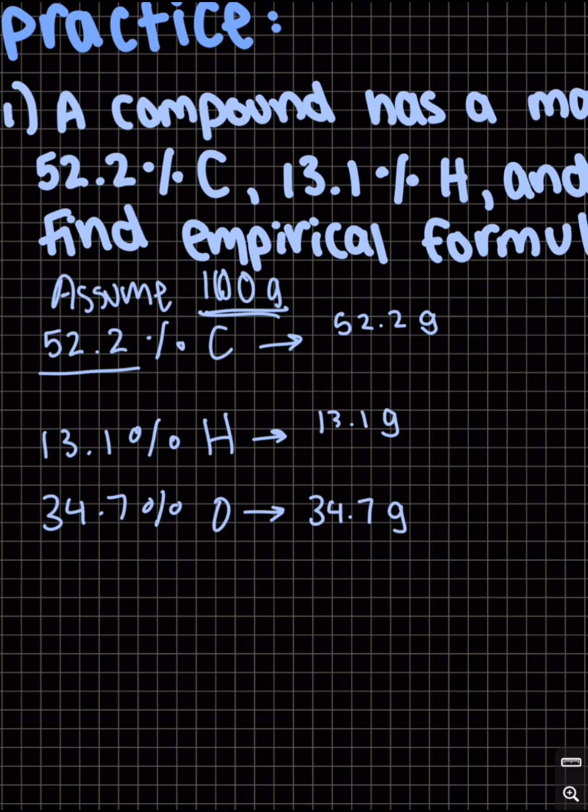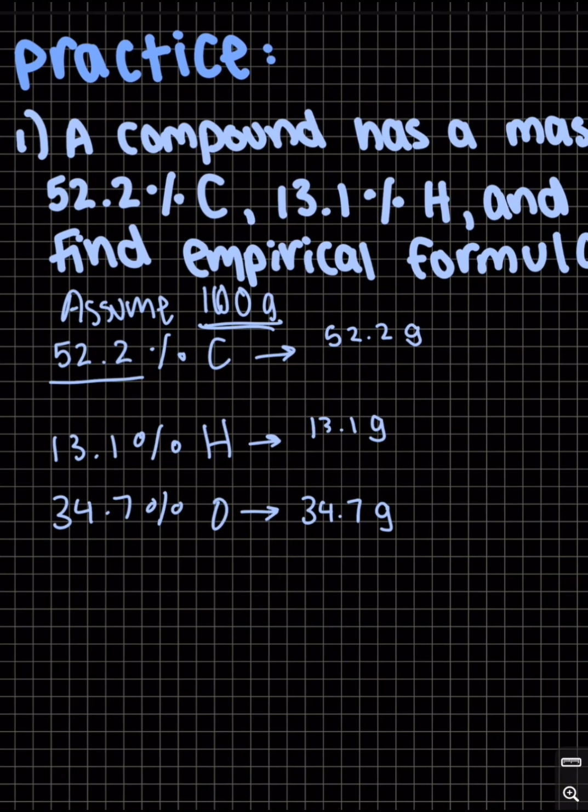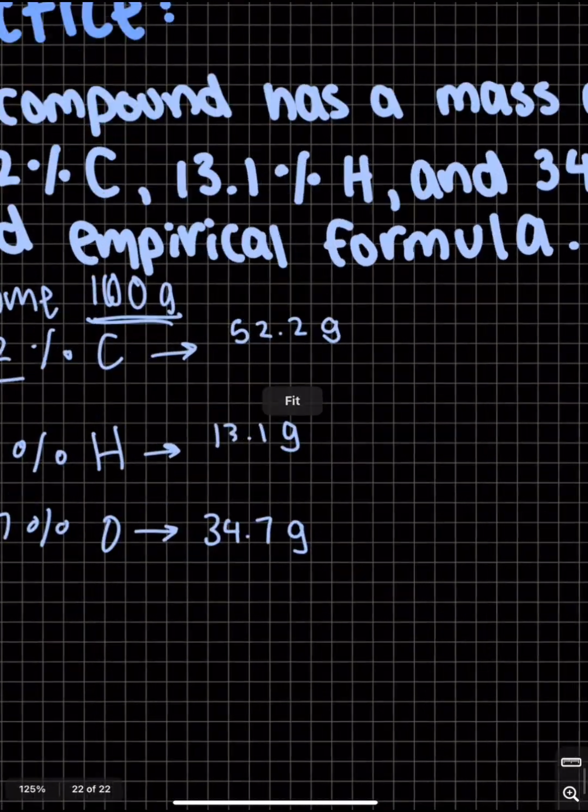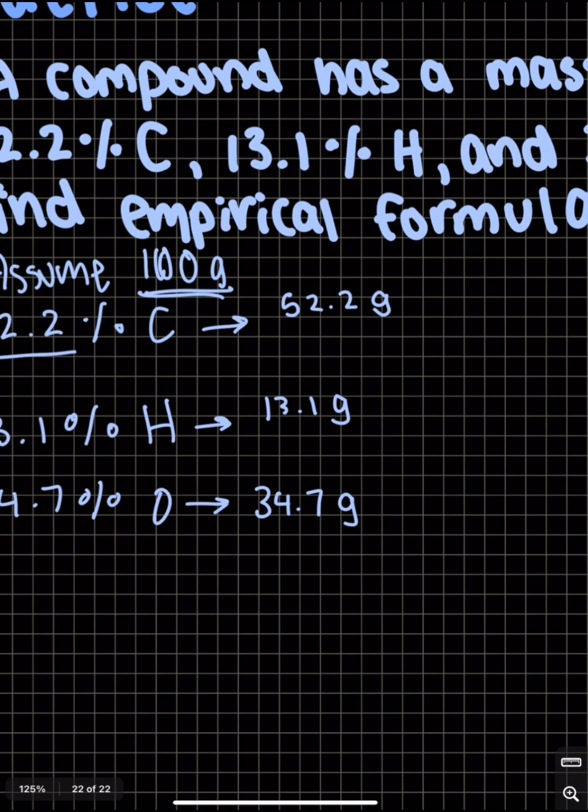So why is this even helpful in the first place? Well, it's helpful because step number 2 is to find the number of moles of each element. The way you find the number of moles is to use the atomic mass unit. And the atomic mass on the periodic table is always given per 1 mole, right? So it's like atomic mass, it's grams, and it's per 1 mole.